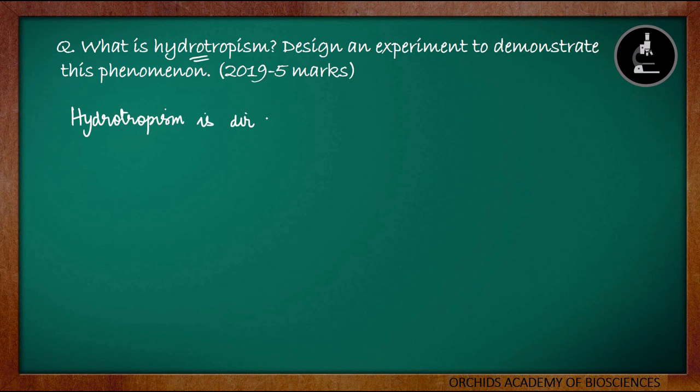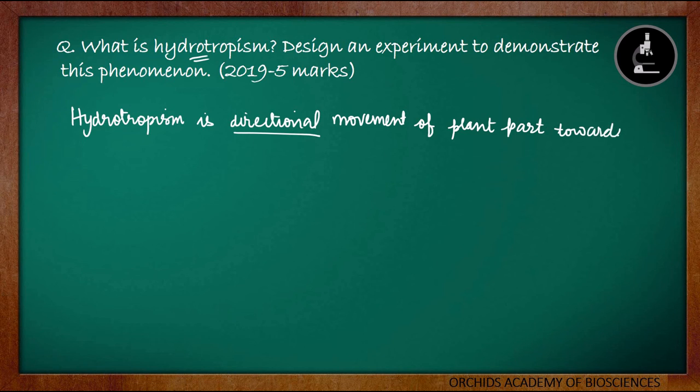is directional. We have to very clearly mention the word directional, because if we don't mention the word directional, it goes to nastic movement, which is non-directional. So hydrotropism is a directional movement of the plant part towards water. So here there are 2 major keywords. First one is directional movement and second one is water. So with this words directional movement and water, it is clear that it is tropism and it is hydrotropism.